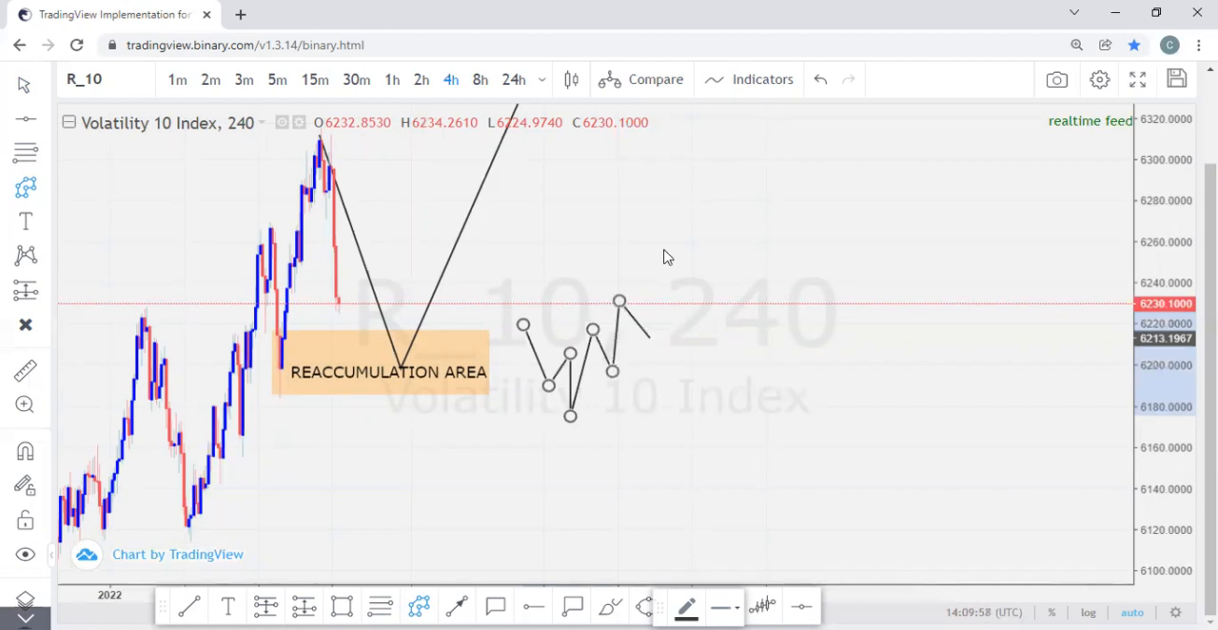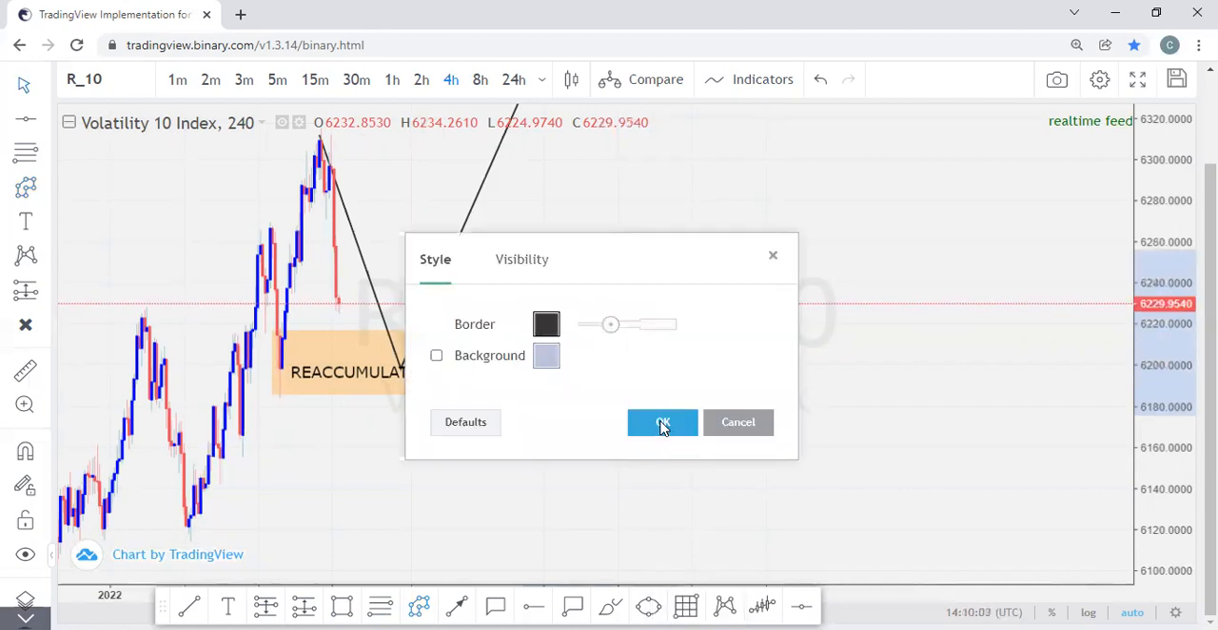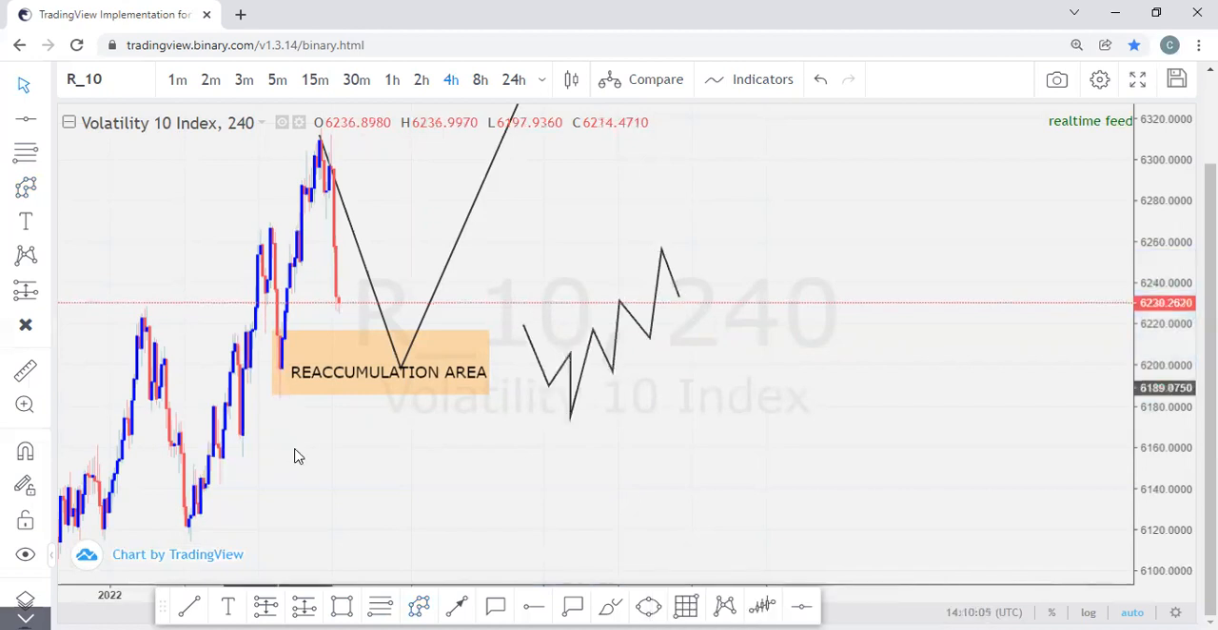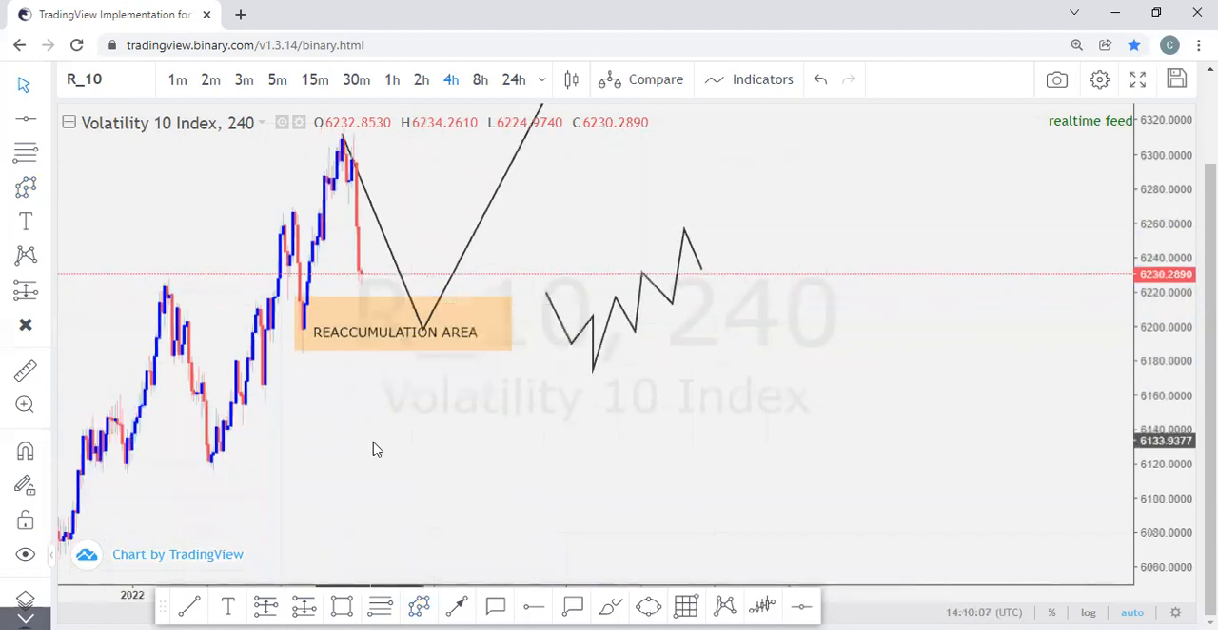We want to see this accumulation happen in that region. All right, so that's our area of interest. All right, so let us go over the next thing.